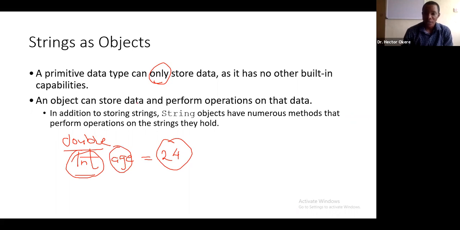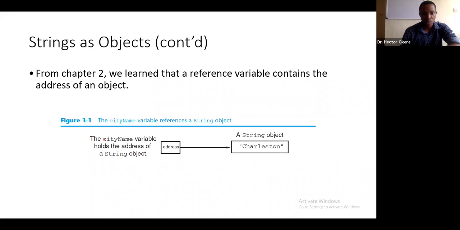An object can store data and perform operations on that data, okay? In addition to storing strings, string objects have numerous methods that perform operations on the strings they hold. You see, this is the difference between string and primitive data type. Let's look at some examples. We learned that a reference variable contains the address of an object.